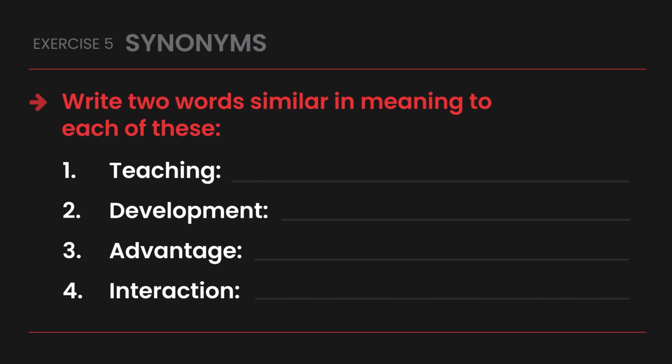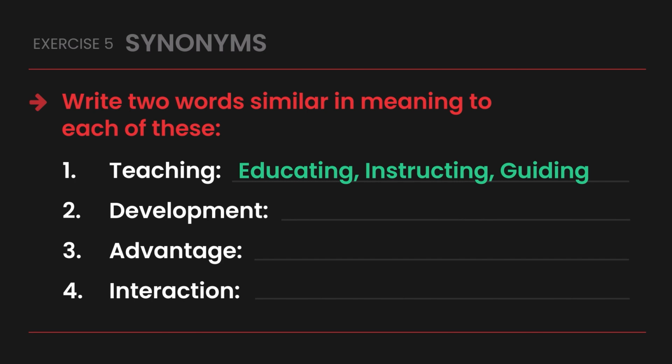You can practice more words also, more than what this exercise shows us. But let me give you an example. For example, if we have the word teaching, now instead of saying the word teaching again and again in your writing, because the subject is that which is about teaching children at home or at school. So instead of using the word teaching again and again, you can use synonyms like educating, instructing, guiding.